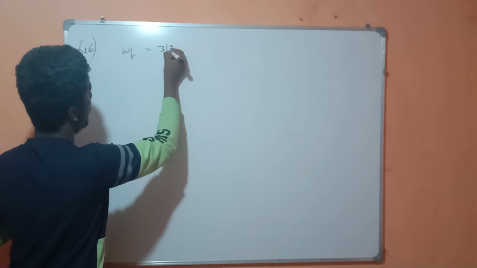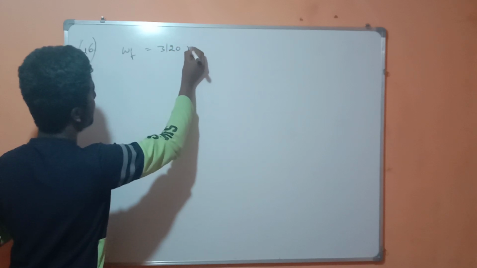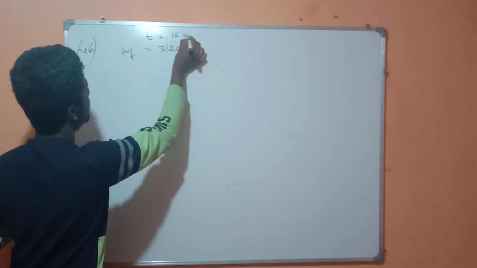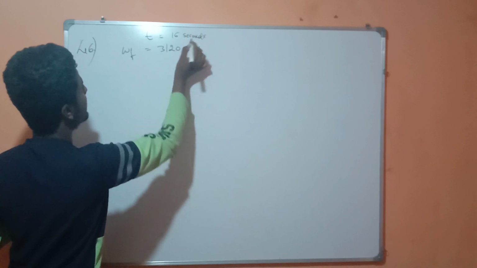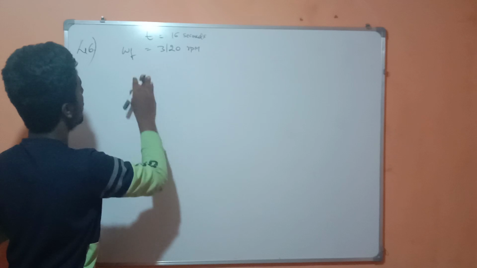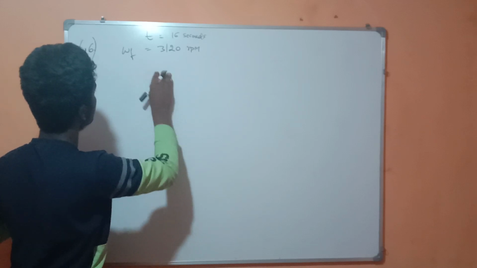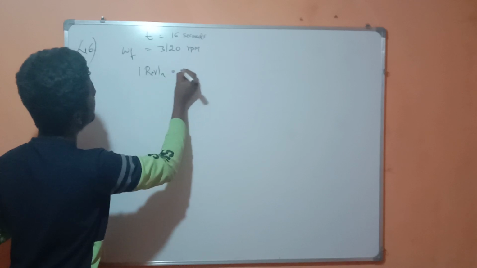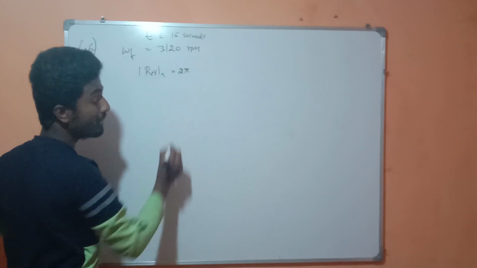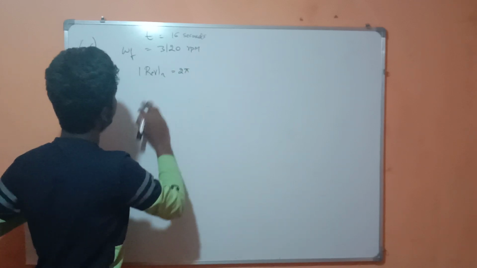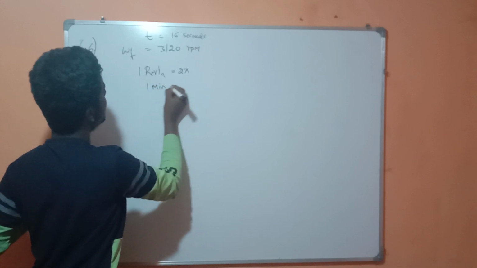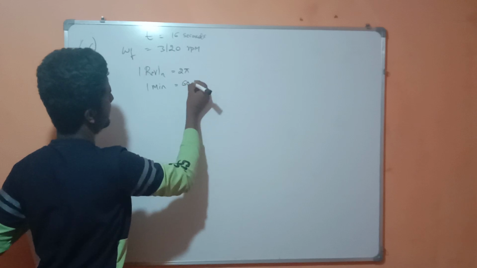3120 RPM. The time is 16 seconds. You all know that, children. One revolution means 2 pi, and 2 pi means 360 degrees. And the time is 16 seconds. 1 minute is equal to 60 seconds.